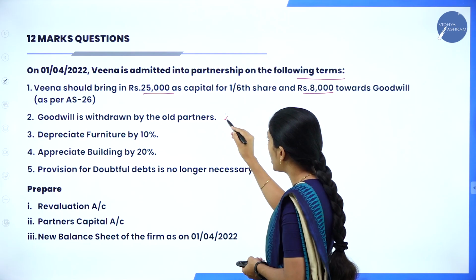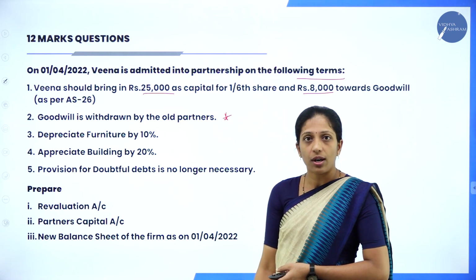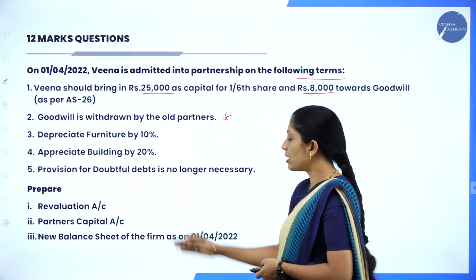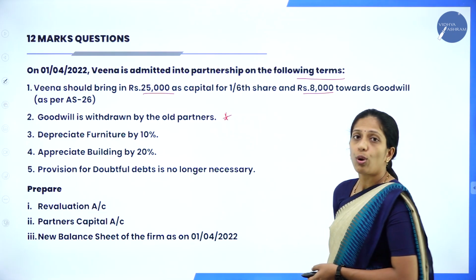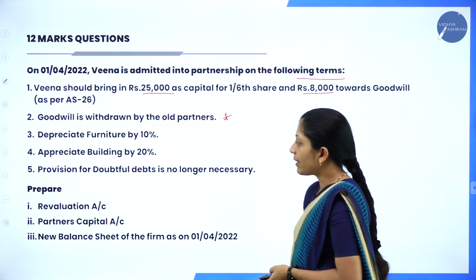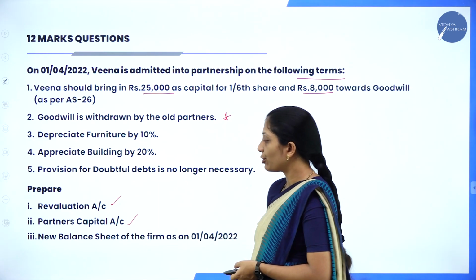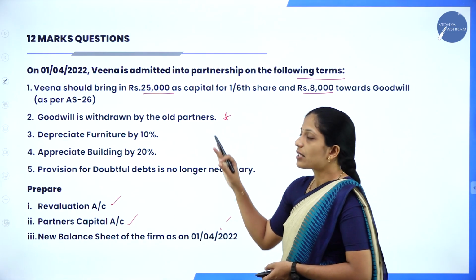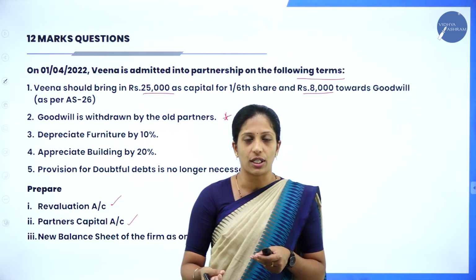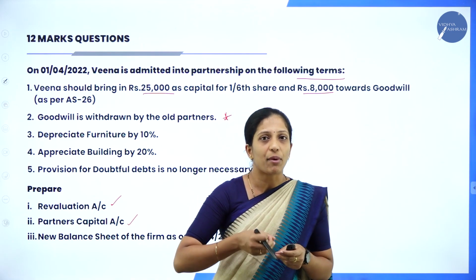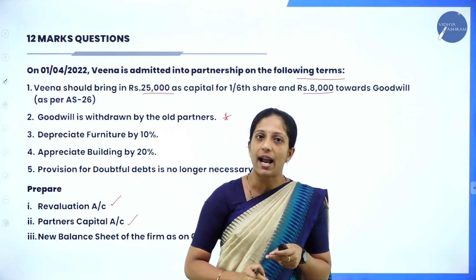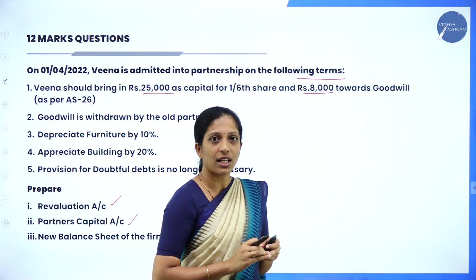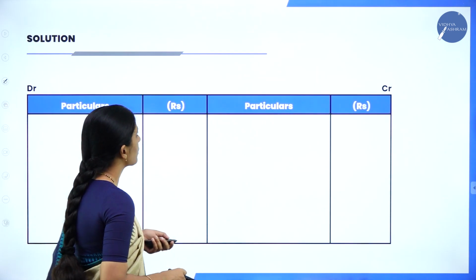Now this is an extra adjustment we had not seen in your earlier problem. Depreciate furniture by 10%, appreciate building by 20%. Provision for doubtful debt is no longer necessary. Prepare revaluation account, partners' capital account and new balance sheet of the firm as on 1/4/2022. Now this is the question. We shall directly go through the solution because you already know something about revaluation account, partners' capital account and balance sheet. Let us directly solve the problem so that you will be clear about the solution here.